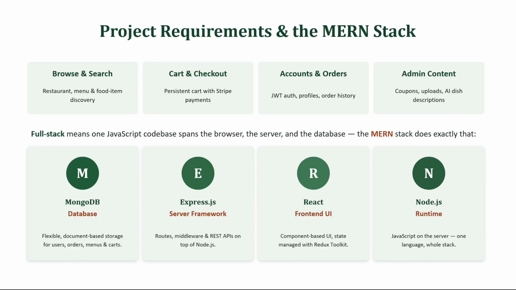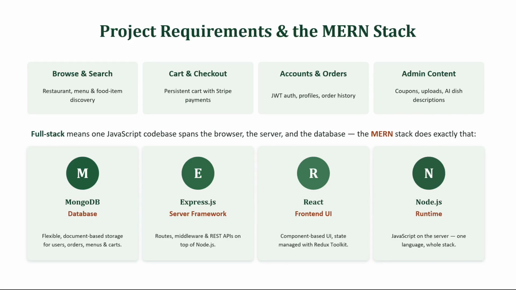Before writing any code, the project needed to support four core ideas: browsing and searching restaurants and menus, a persistent shopping cart with Stripe checkout, user accounts with order history, and an admin layer for managing coupons, uploads, and AI generated content. To build this, I used the MERN stack. Full stack simply means one JavaScript code base spans the browser, the server, and the database. And MERN does exactly that.